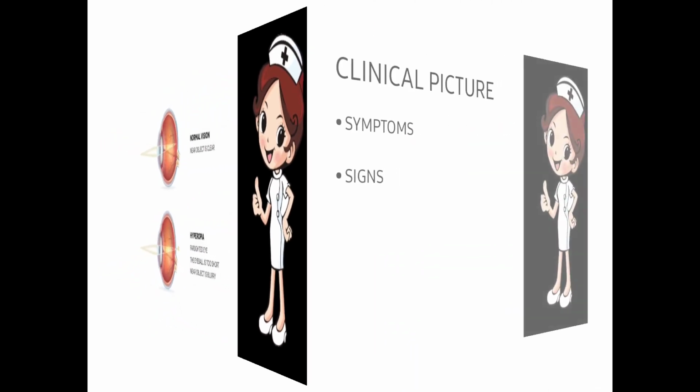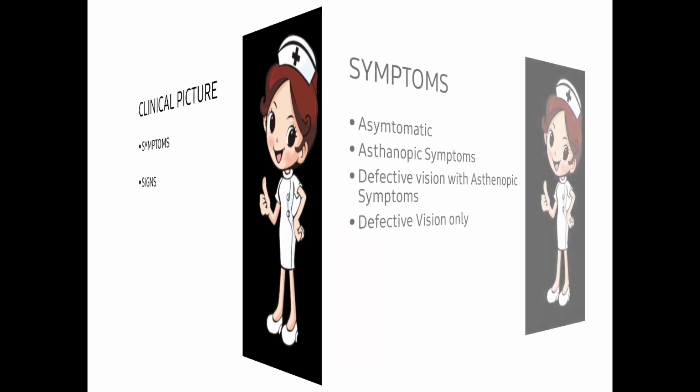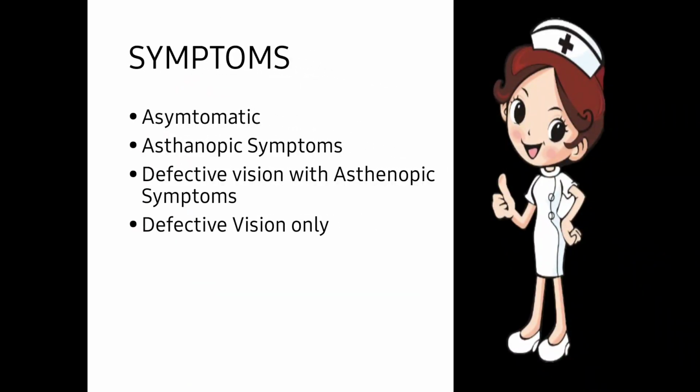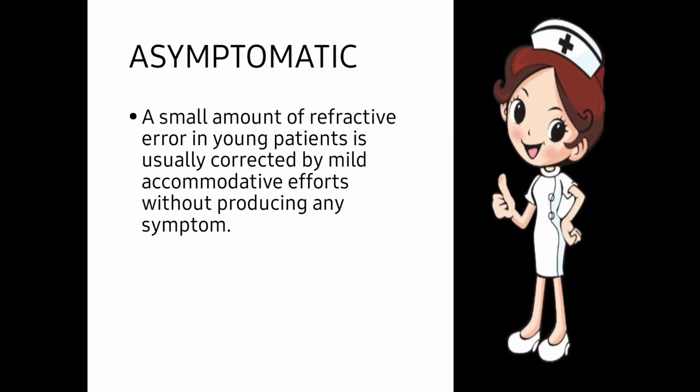So let's move to the next one, the clinical picture. Clinical picture includes symptoms as well as signs. So let's see what the symptoms are. Four types of symptoms are there. First one is asymptomatic, next one asthenopic symptoms, third one defective vision with asthenopic symptoms, fourth one is defective vision only.